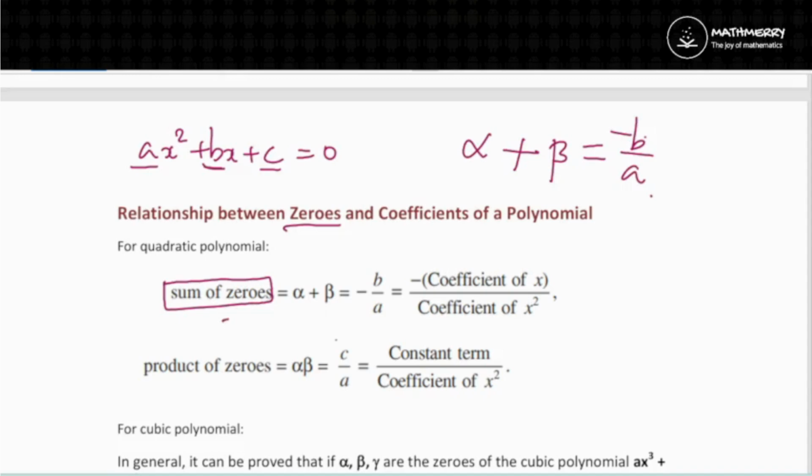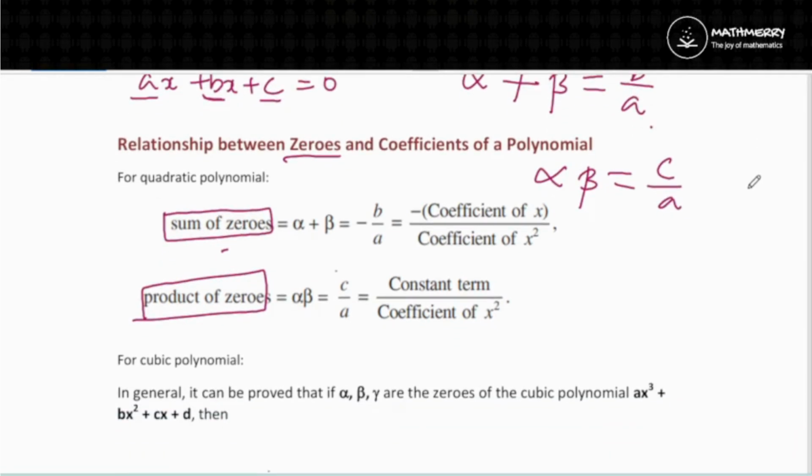That's our first relationship. Now, second, the product of the zeros. Suppose alpha and beta are the zeros of the polynomial, their product will be equal to c by a. c is the constant of the polynomial and a is the coefficient of x square. I hope this is clear. So the sum of the zeros is minus b by a and the product of the zeros is c by a. It's the constant term divided by the coefficient of x square.